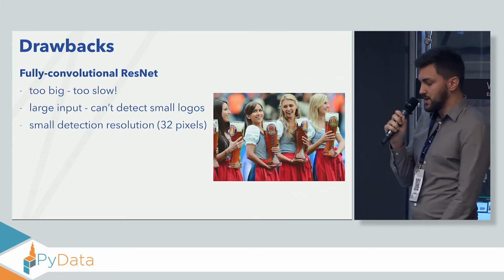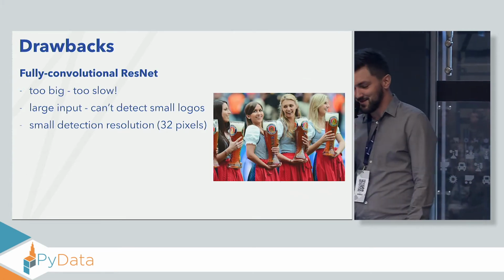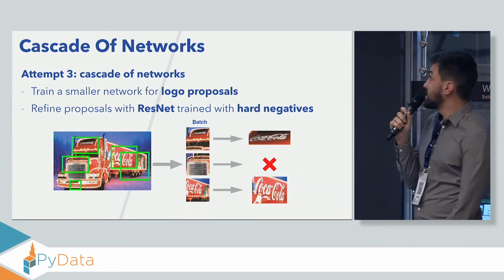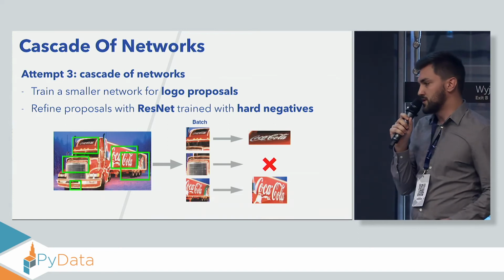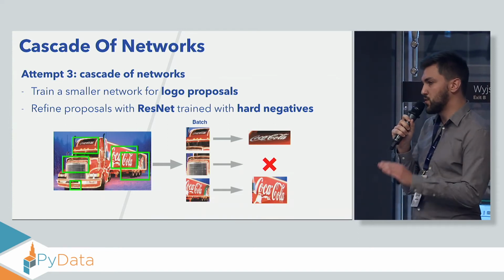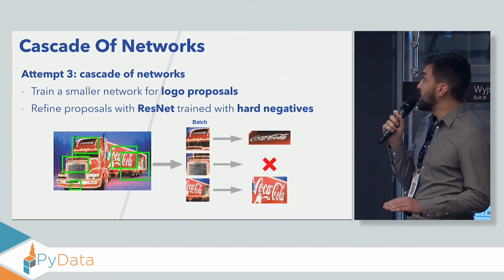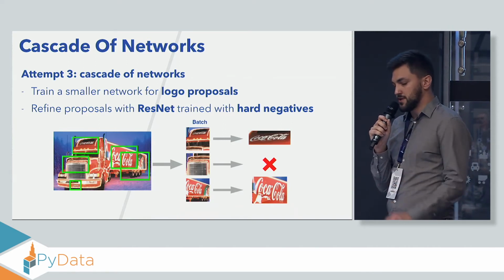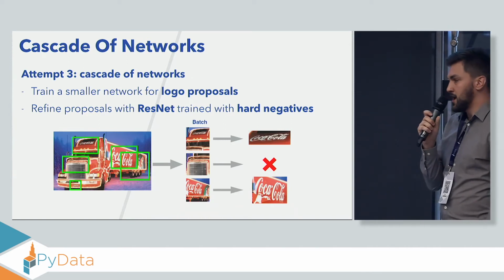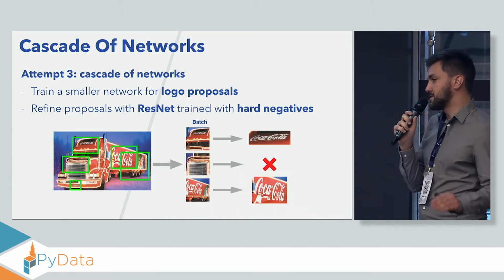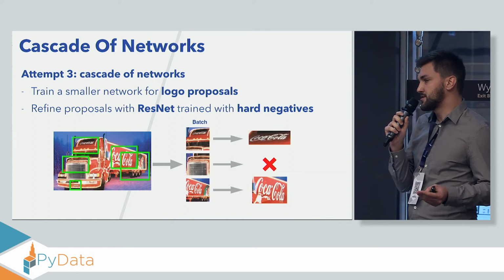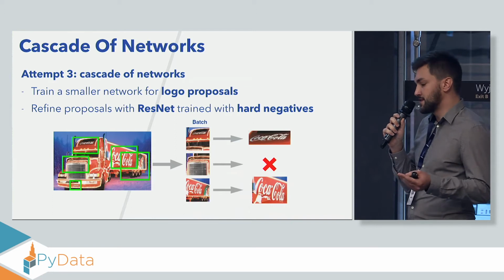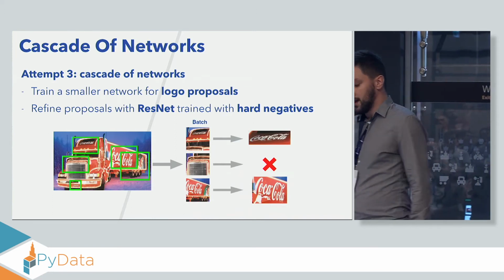And we came up with another solution for that. We used a cascade of networks. In this case, first we train a smaller neural network that only provides proposals of where the logotype may appear. So it's a small network with only a couple of layers, not that many parameters, that will not be very precise, but will limit the possible locations of where the logotype might appear. And we'll do it quickly, because it's a small network with smaller input size.